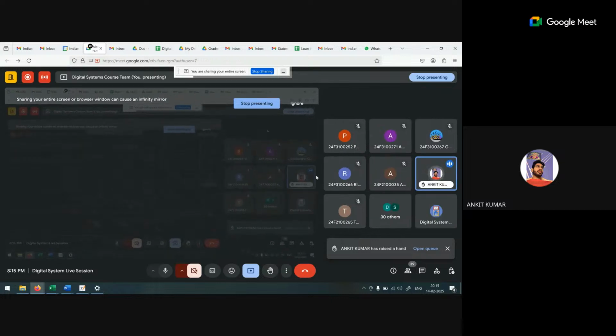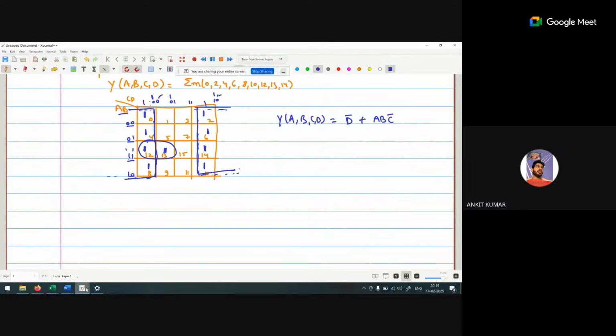Sir, actually, I have a small doubt in this. Why do we write in row 1 like 0, 1, 3, 2 instead of 0, 1, 2, 3? We already discussed in the previous class that when we encode the values of C and D, we always write the values in the form of Gray code.